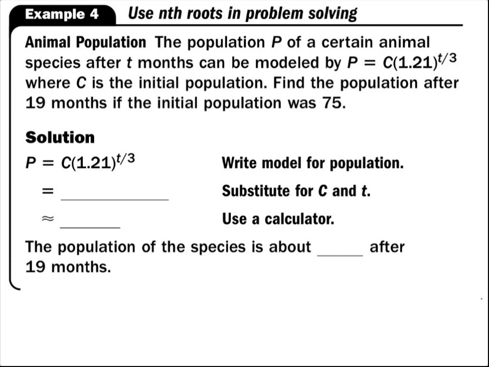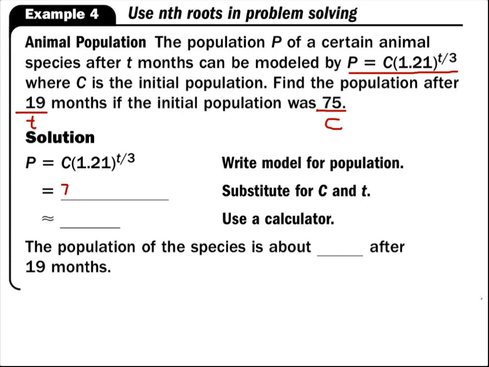They give you the formula here. P equals C times 1.21 to the t over 3. And it tells you C is the initial population. Find the population after 19 months if the initial population was 75. Okay. So, initial population was 75. That means that is C. And 19 months, that means that 19 is T. So we're going to go ahead and put those numbers in here.